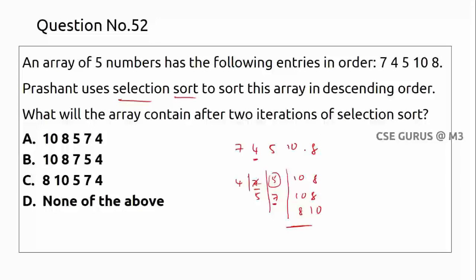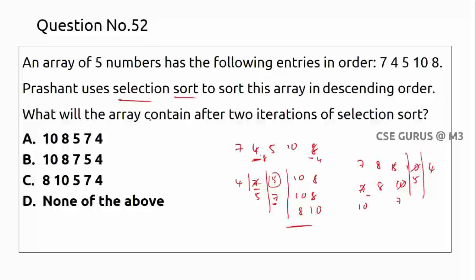If it is descending, what happens? The smallest should go to the last, right? So the smallest, 4, should be swapped with 8. So that means it will become 7, 8, 5, 10, 4, right? 4 here, 8 here. Now again, what is the next smallest here? 5. 5 will be swapped with this 10 like this, right? Next smallest, 7 will be swapped with 7, right? So like this we need to go and find.